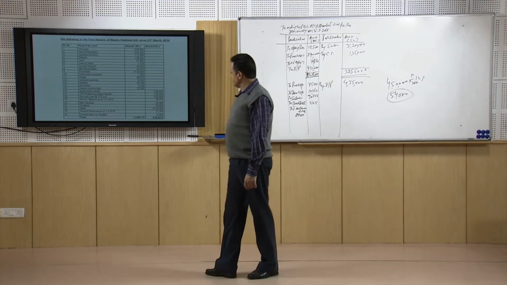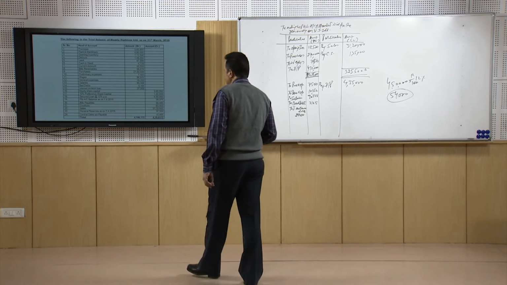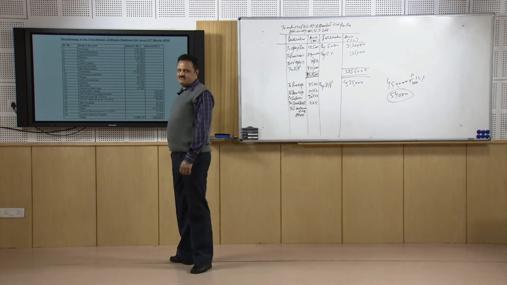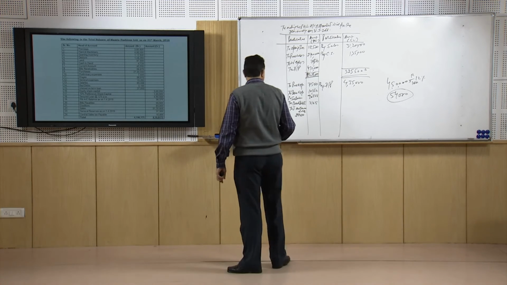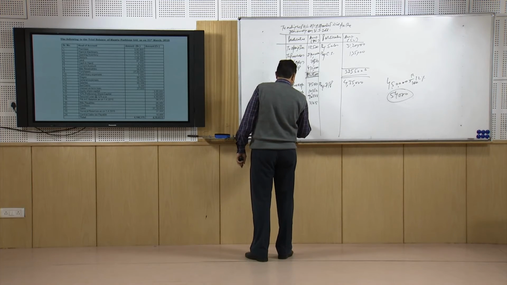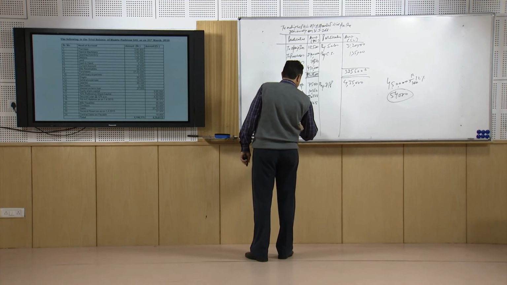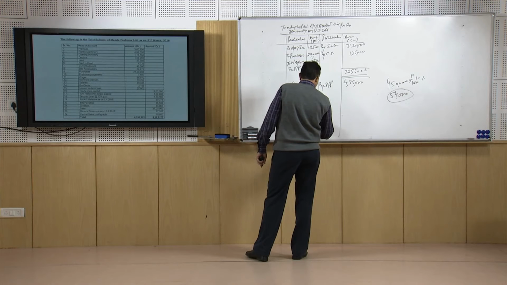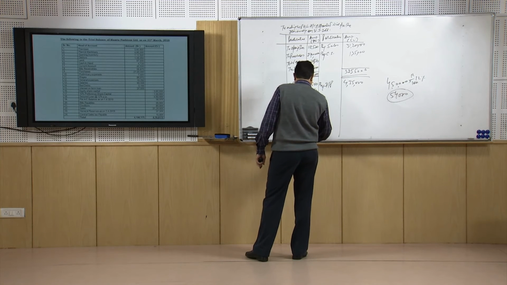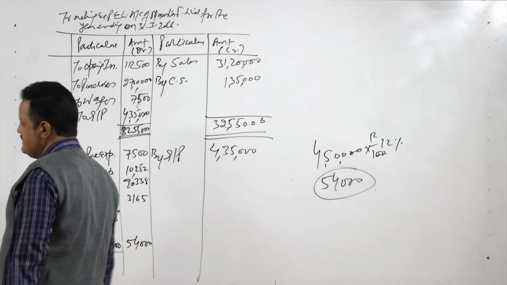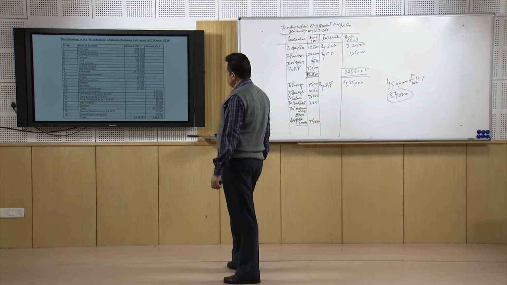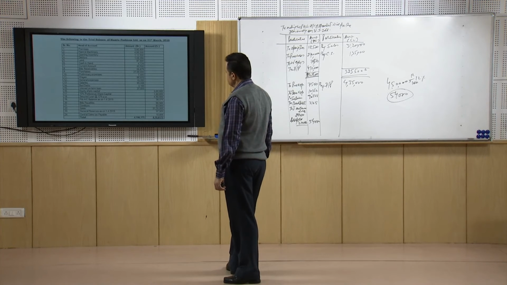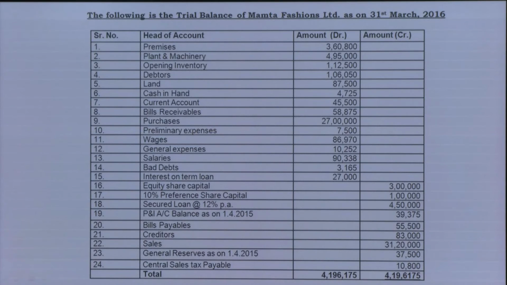So if it is 54,000 and it is shown that interest to the extent of 27,000 has been paid, it means there is a balance of interest to be paid. So we add outstanding interest, and that is 27,000. So the total interest figure will be 54,000. Here it is, the interest we have taken. Equity share capital no, preference share capital no, secured loans only interest had to be taken, so we have taken it.